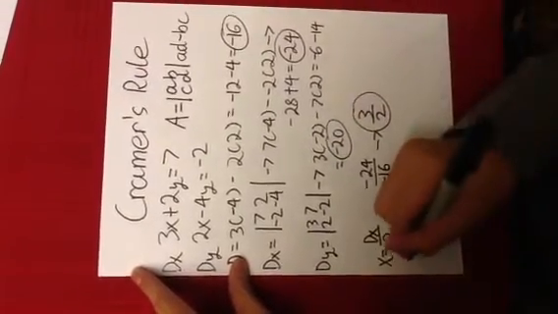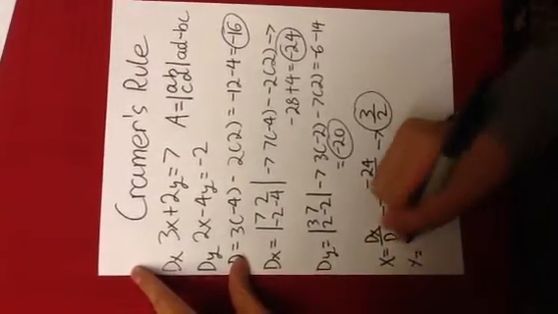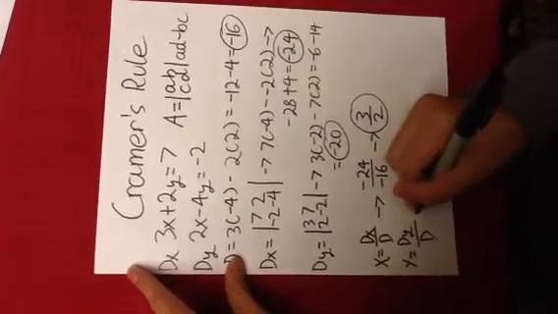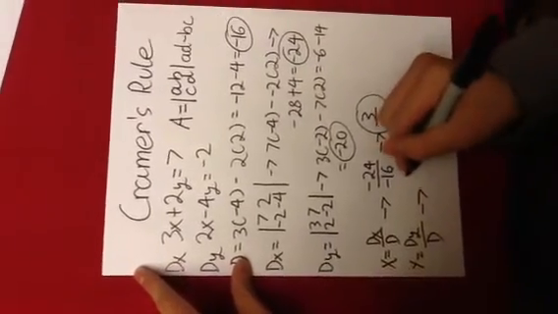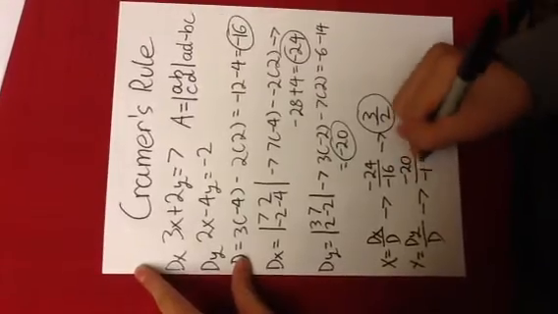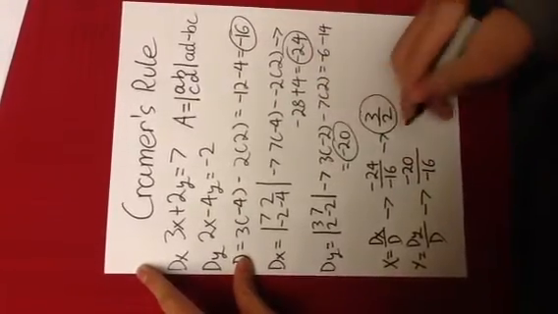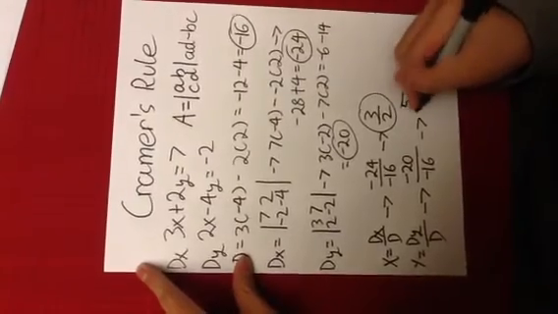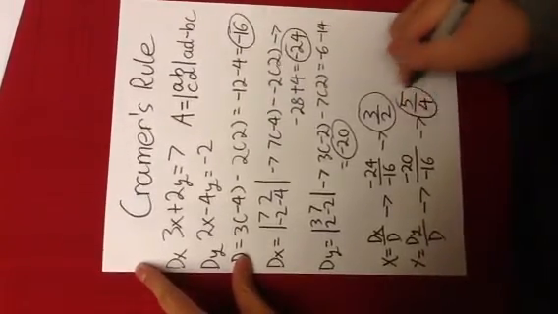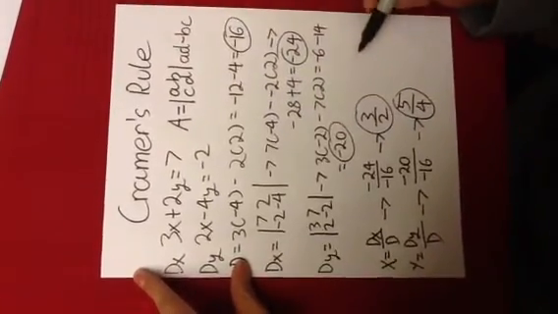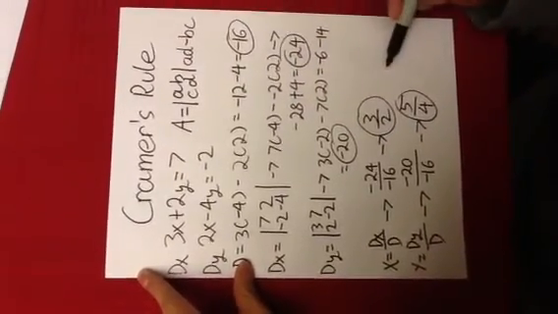Now we want to find y. y is determinant y over determinant D, which equals minus 20 over minus 16. I simply took these answers, and that's all I did. Now we can simplify this to 5 over 4, and since these two are negative, they turn positive. And that's how you find x and y. This is how you use Cramer's rule. Thank you.